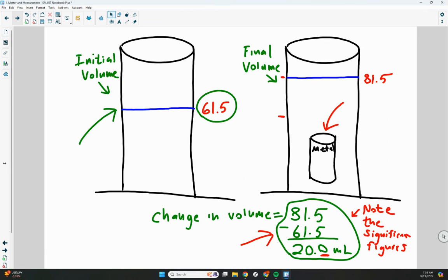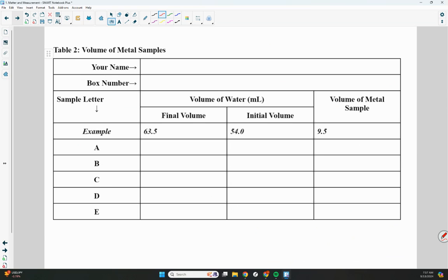Here is another diagram that shows basically the same thing. Here's your piece of metal right there. And we see that the before volume was 61.5, the after was 81.5. That means that the overall volume is 20.0 milliliters. Okay? So that's how we're determining the volume.